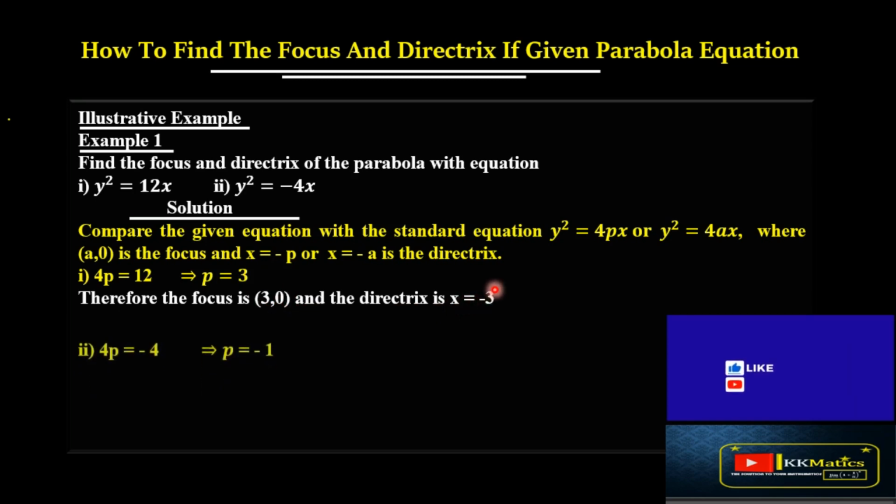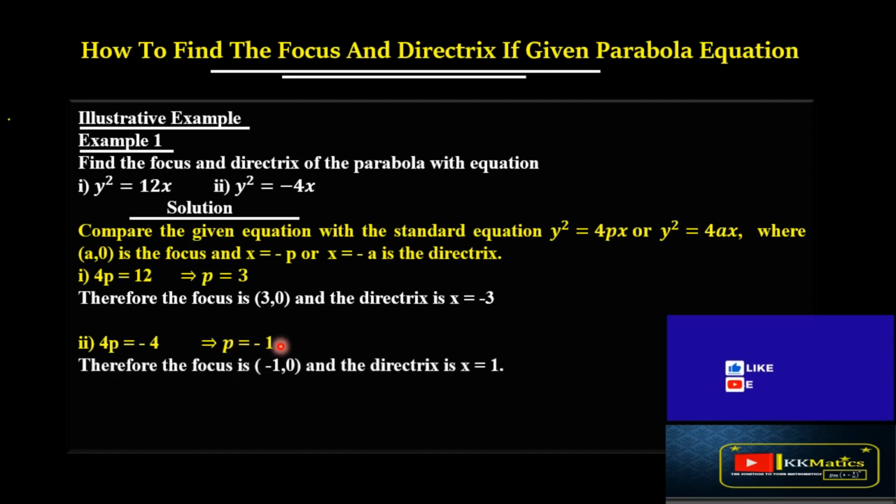Now we do the same for (ii). By comparing this to the general form, y squared equals 4px, we are left with 4p equal to minus 4, and by that we find our p, which is minus 1. Therefore our focus is minus 1, 0, and the directrix is x equals 1.